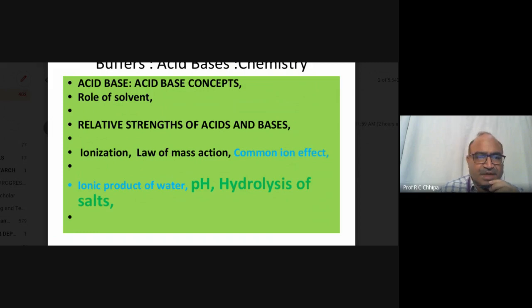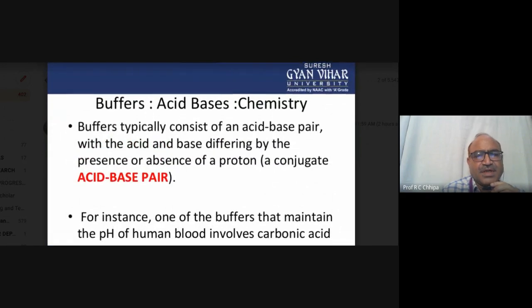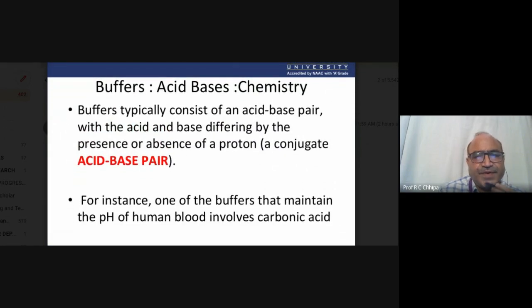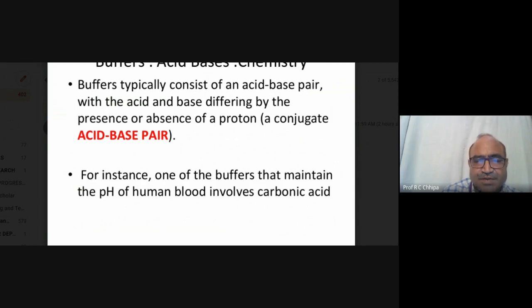So buffers typically consist of an acid-base pair, with the acid and base differing by the presence or absence of a proton, which correlates with the conjugate acid and base pair. For instance, one of the buffers that maintains the pH of human blood involves carbonic acid. So, what about the carbonic acid?